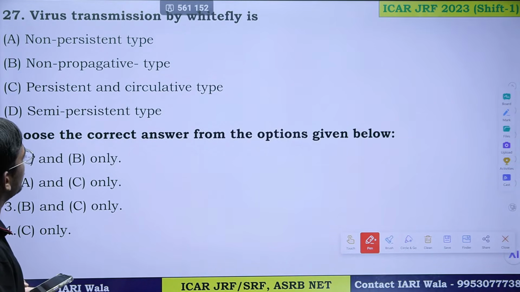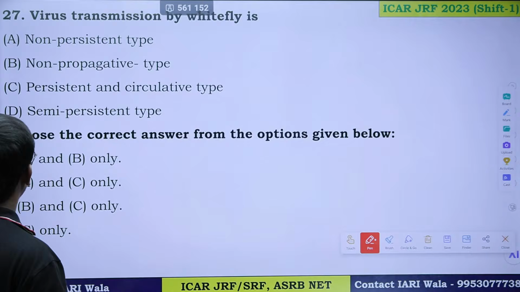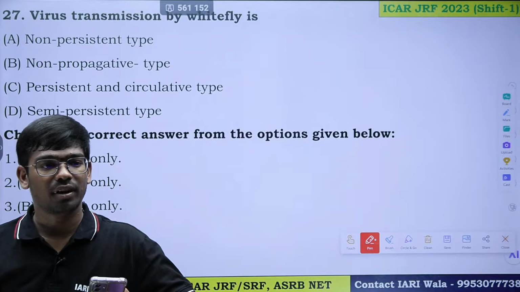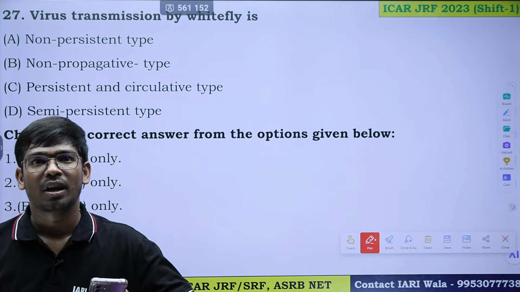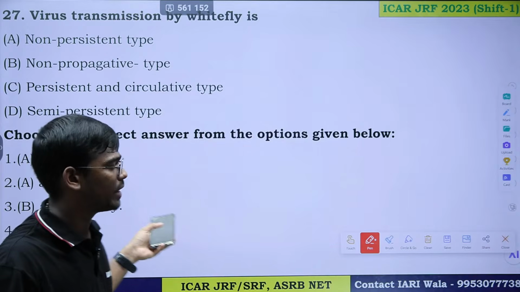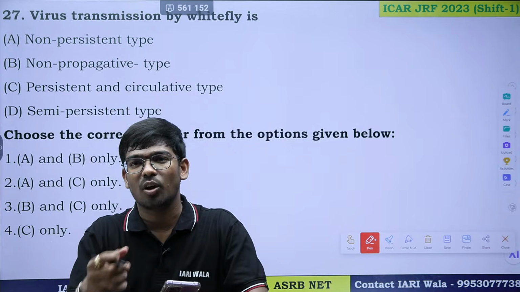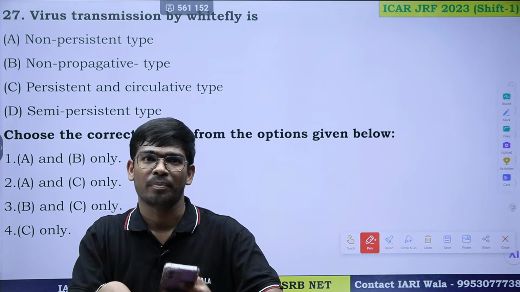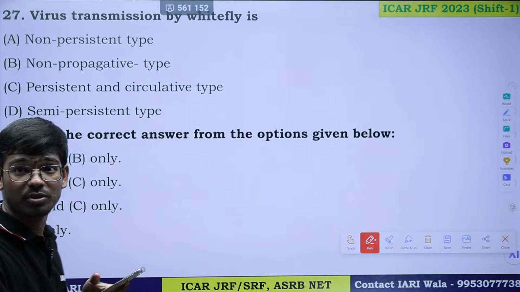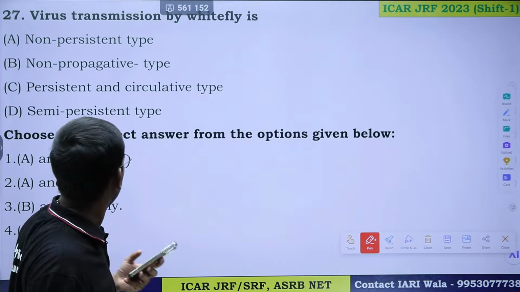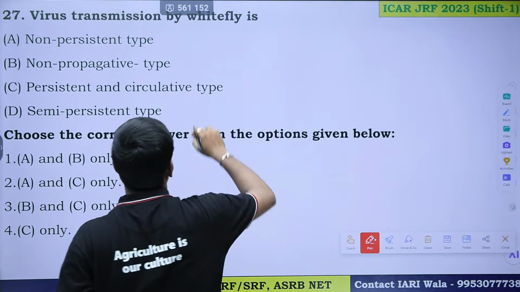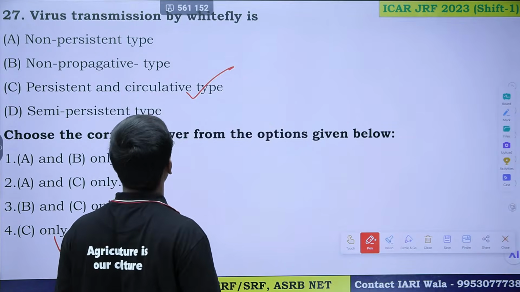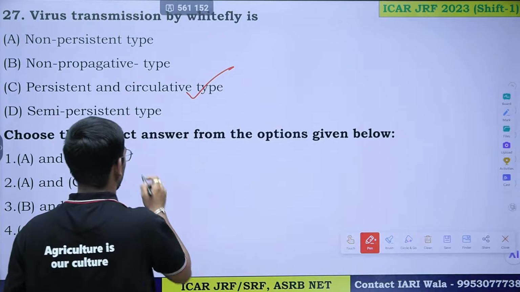And virus transmission by whitefly is non-persistent type, non-propagative type, persistent and circulative type, and semi-persistent type. For this, mainly you can see in the treatise book, exactly like statements and how their mechanism is there. That thing you can see in the handbook of entomology. Okay. Some students responded it's C. Yes, it's correct. C is a persistent and circulative type. So the option will become 4. For that again we need to know something. Here I can write.